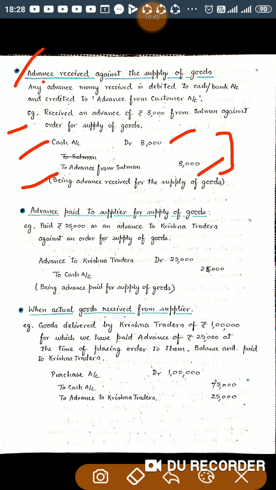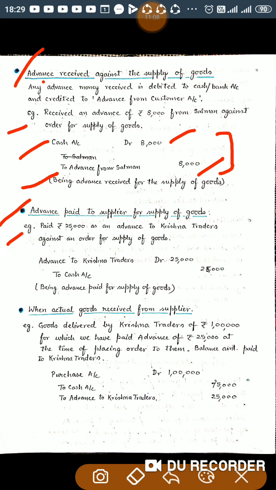Now, another point is advance paid to supplier for supply of goods. In the same way, if we are purchasing goods and our supplier is demanding some advance at the time of the order we are placing with him, we have to pay some advance. So if we are making an advance payment to our supplier for supply of goods, how will you record it in our books?